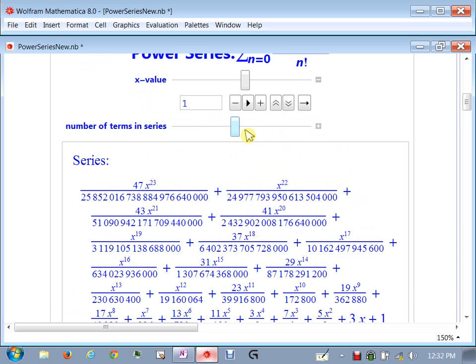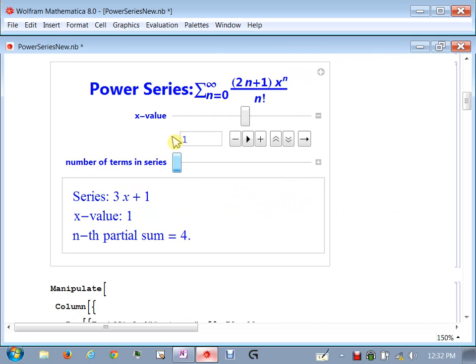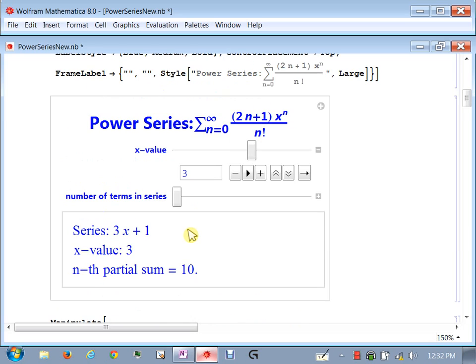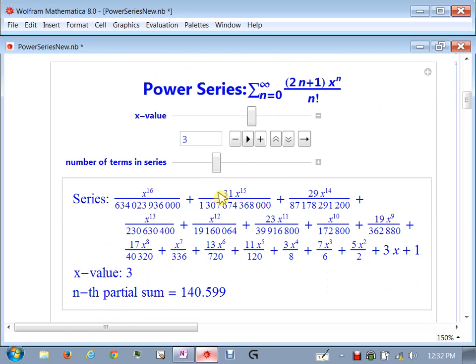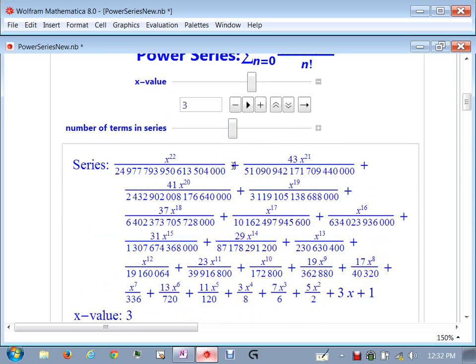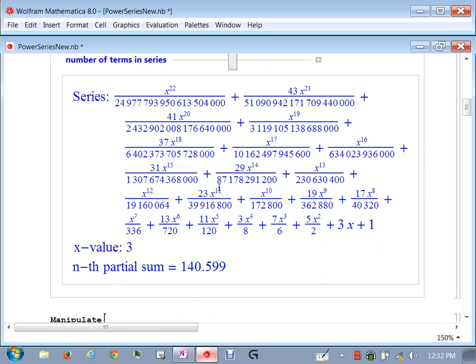Now, if I change my x value, is it going to change the fact that it converges? So let me change it to 3. So now I take the first two, they add up to be 10. So maybe you're thinking, all right, this thing's going to blow up now. Well, according to what we proved, it should converge. And look at that, 140.599. Look, I've gone that many terms. I think that's good enough for us to convince it's not blowing up. You see that? It's converged.